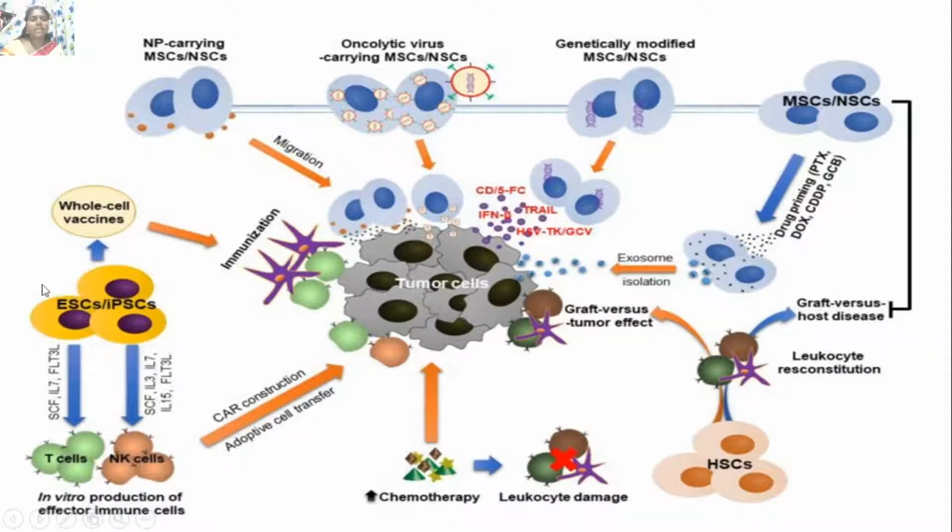So this is our overall summary. For the treatment of cancer cells, stem cells can be applied in nanoparticle carrying mesenchymal stem cells or neural stem cells, oncolytic virus, genetically modified mesenchymal stem cells or neural stem cells, or it may be graft versus host disease, leukocyte reconstitution, or it may be the usage of whole cell vaccine in immunizing. This is the overall summary of what I told you in the slides.